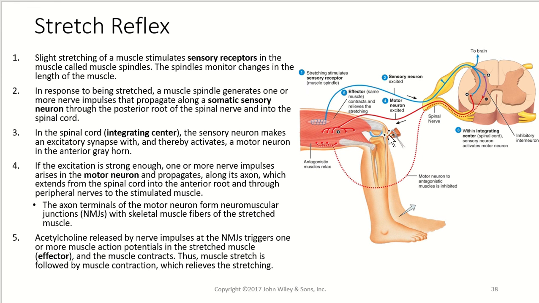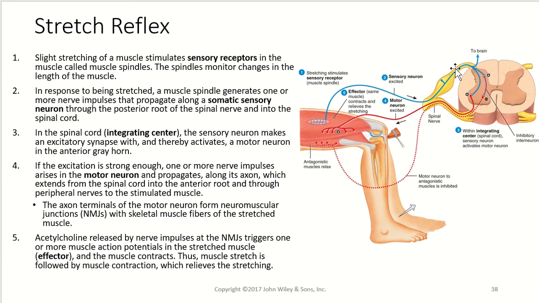So our sensory receptors in this case are the muscle spindles that are going to trigger or identify that stimulus which is being hit by the hammer, right? Then this is going to lead to the excitation of our sensory neurons, our somatic sensory neurons in this case, because it is a skeletal muscle.